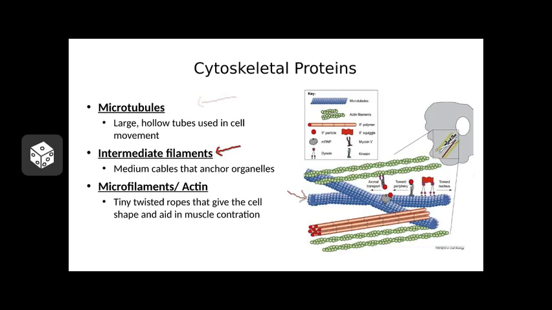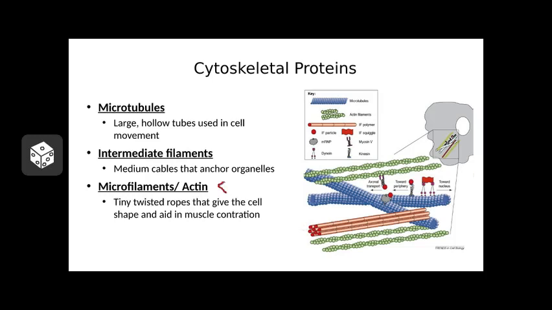Second, we have intermediate filaments. They're the medium-sized ones. And these guys are bundles of tubes. They're kind of like the giant cables you might find on a suspension bridge. And these guys are used to anchor organelles in place. So not only can organelles move along these tubes, they can also grab on and hold on and stay in one place using the cytoskeleton.